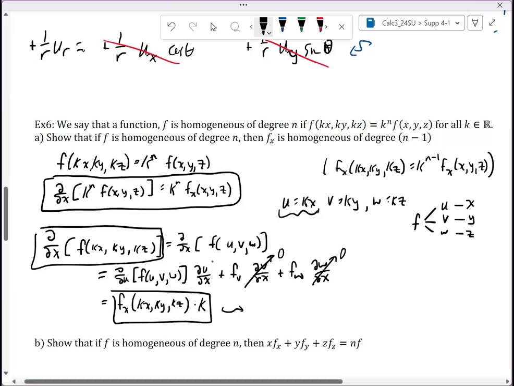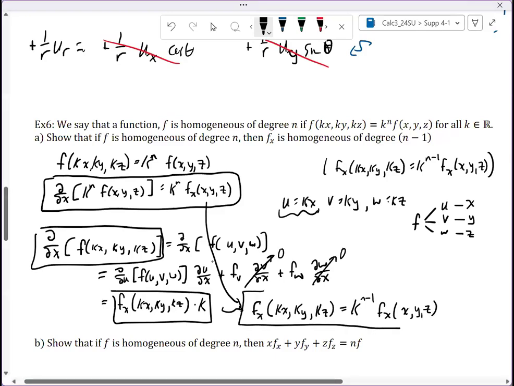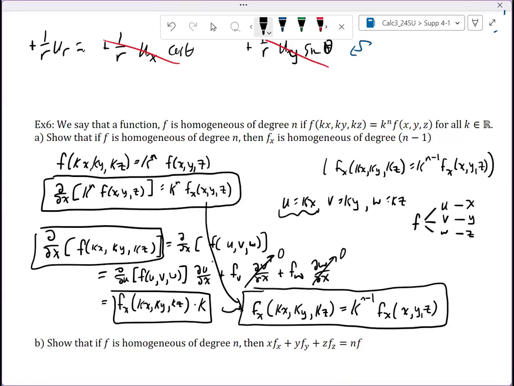I see then that I can combine these together and see that partial of f with respect to x of kx, ky, kz, if I divide the k over, is k to the n minus 1 power fx of x, y, z. In other words, for my function, partial f with respect to x, if I multiply each of the inputs by k, I can, in a sense, factor that k out, but it comes out as a k to the n minus 1 power, not as a k to the n power as it did in the original function up here.